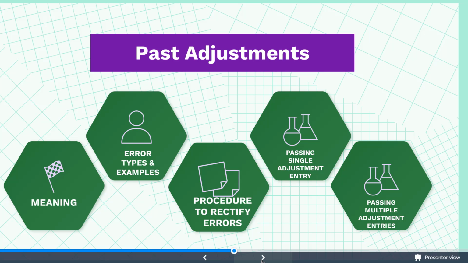So we just saw that there were two procedures to rectify the errors. In the upcoming video, we will see in detail how to rectify the errors which have been made by passing a single adjustment entry.